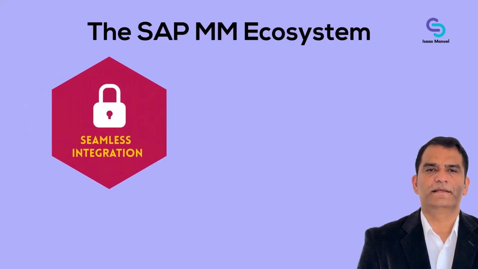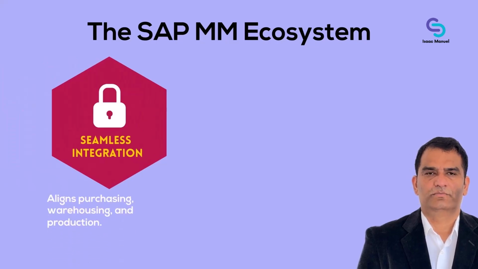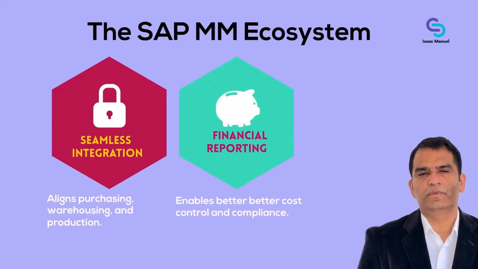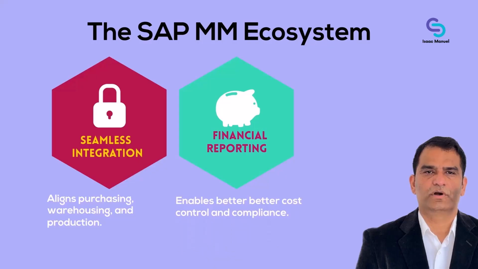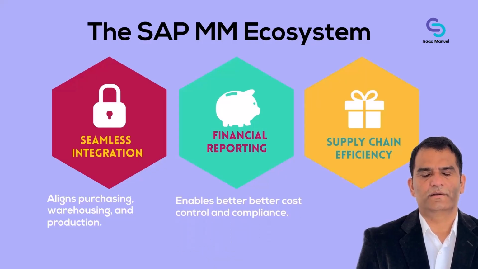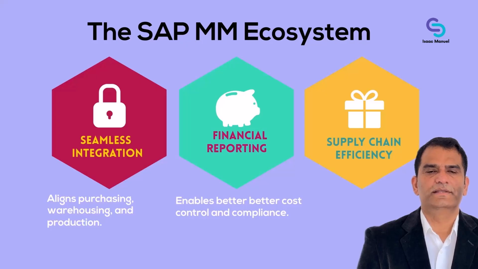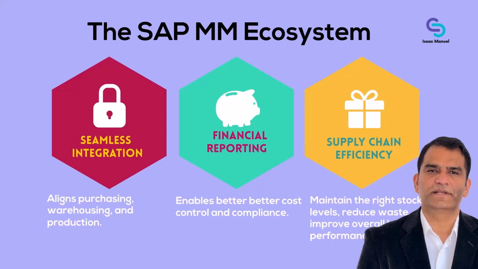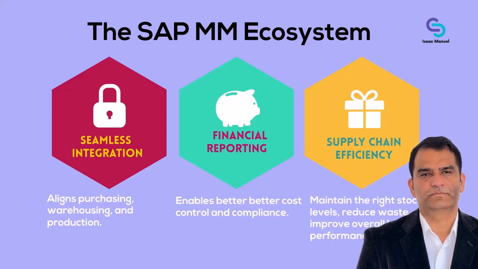SAP MM is the backbone of effective material management, driving efficiency across procurement, inventory, and supply chain operations. Through seamless integration, SAP MM ensures purchasing, warehousing, and production processes align perfectly. It significantly enhances financial reporting capabilities, enabling improved cost control and regulatory compliance. Optimized supply chain processes facilitated by SAP MM help maintain ideal stock levels, minimize waste, and boost overall business performance.